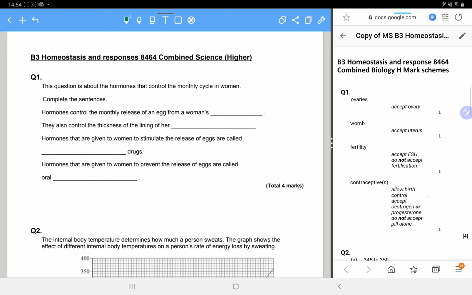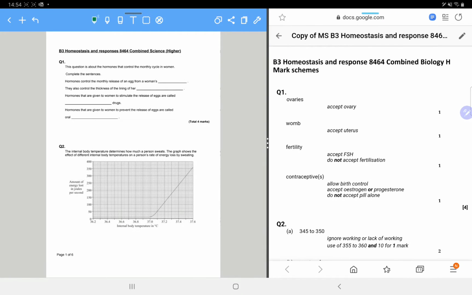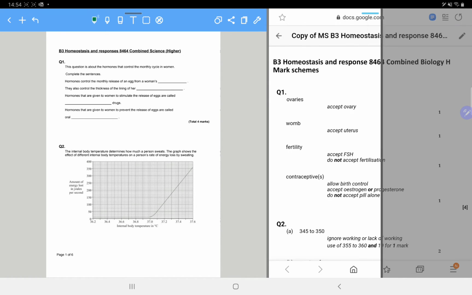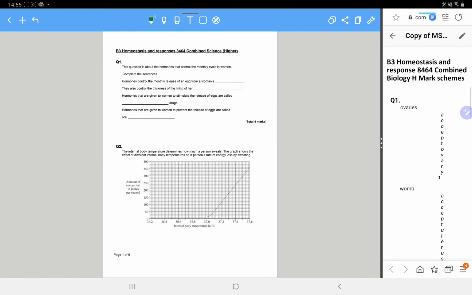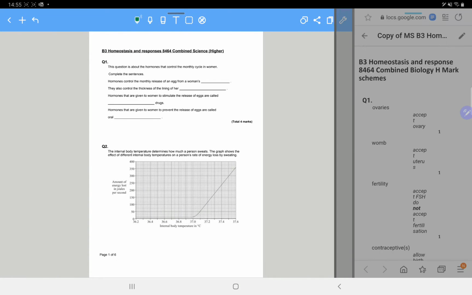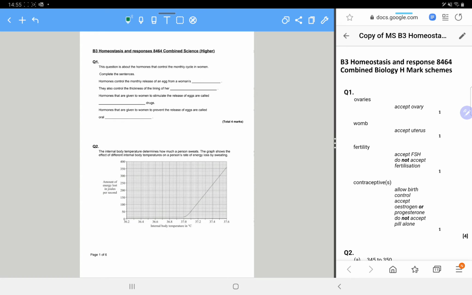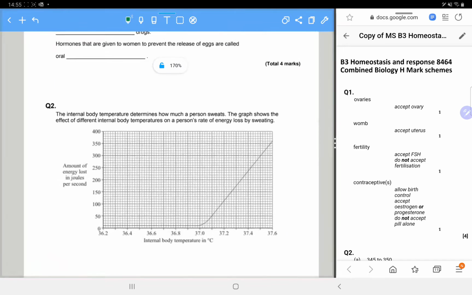Now if you look at the allow on the right hand side here, guys, you can see it says allow birth control, accept estrogen or progesterone, do not accept pill alone. This is what I'm talking about with the mark schemes being quite interesting, because it says accept estrogen or progesterone. That is a really good indication that estrogen and progesterone are in the contraceptive pill. So it's a nice little revision tool there. The contraceptive pill contains estrogen and progesterone. Hopefully you found that fairly easy.